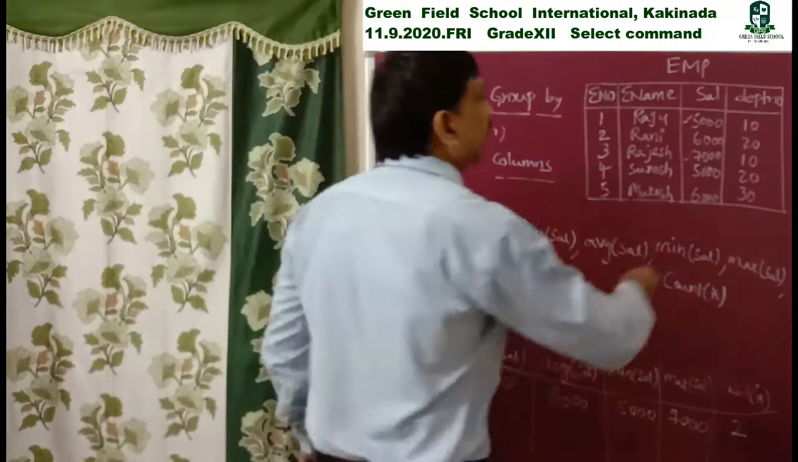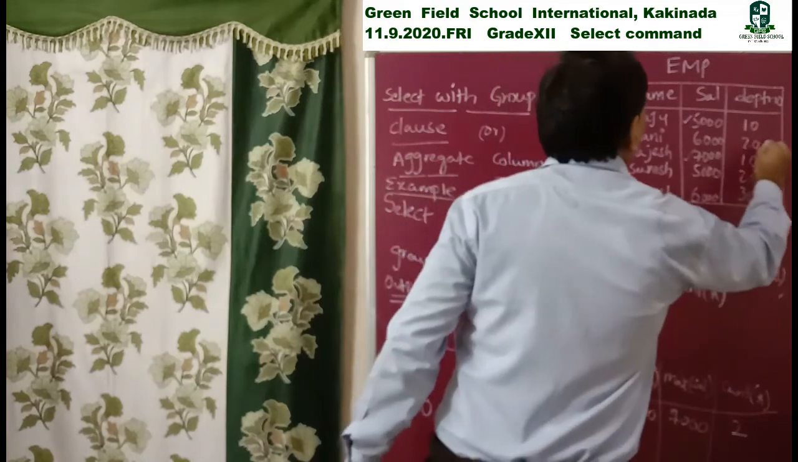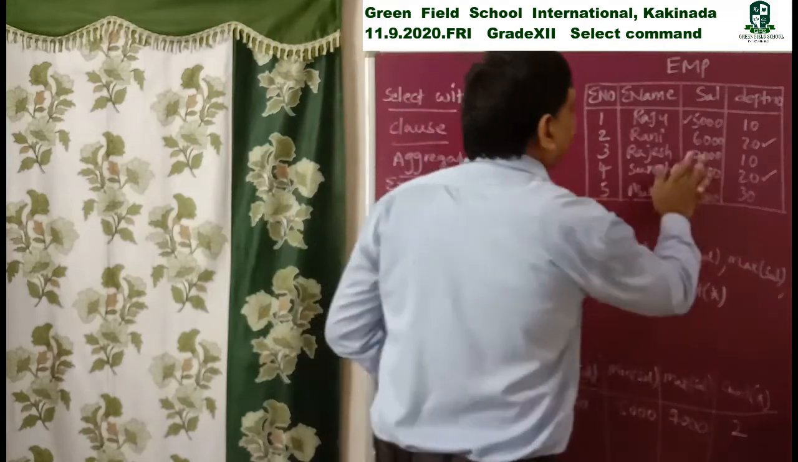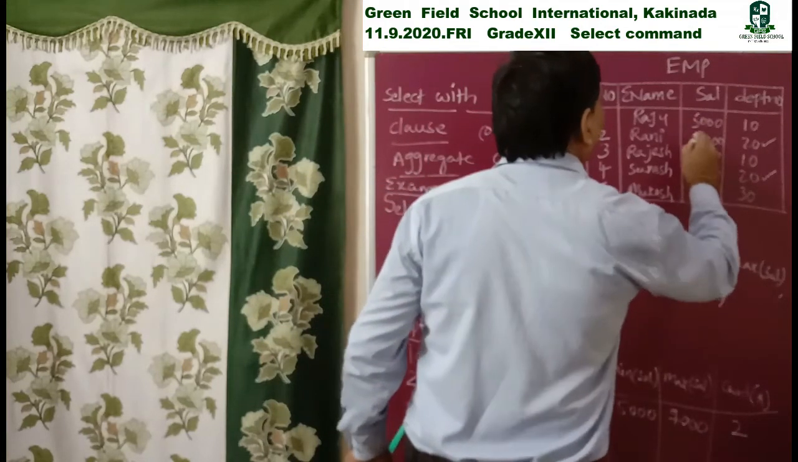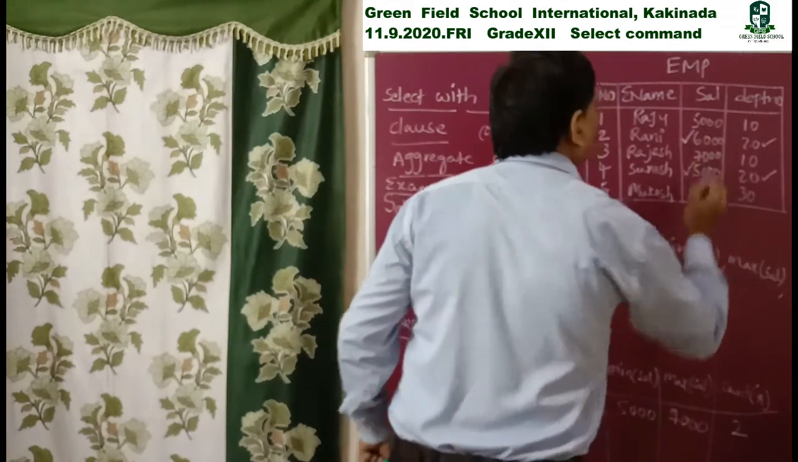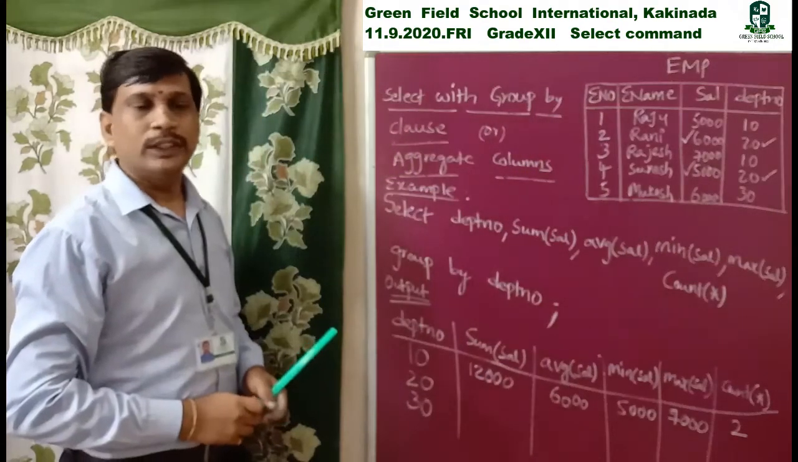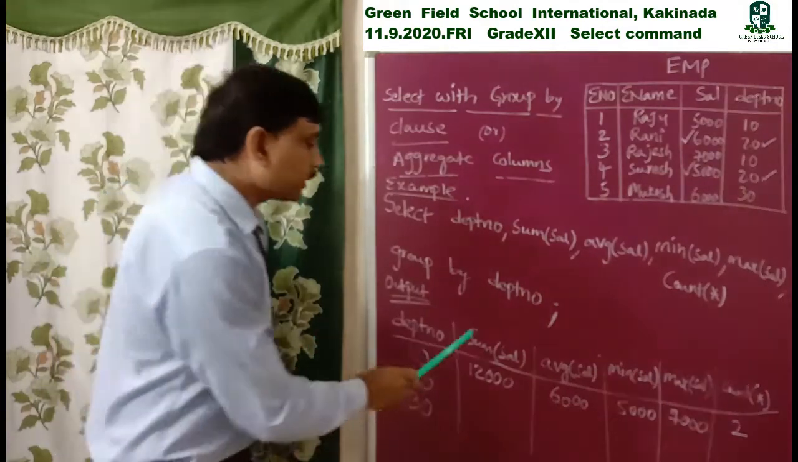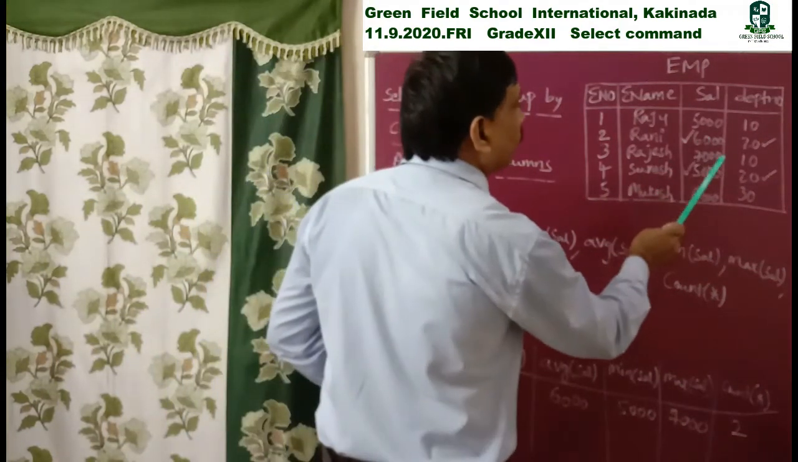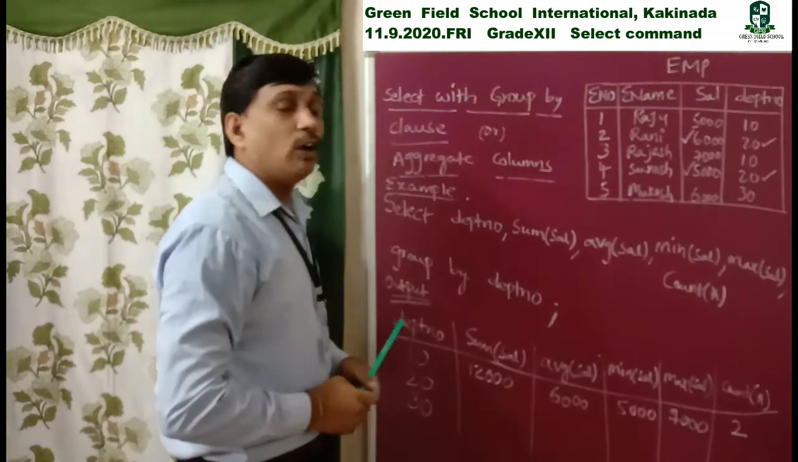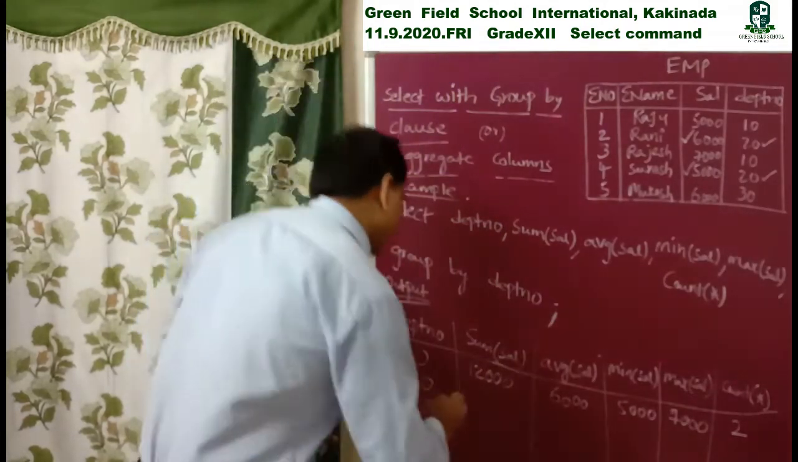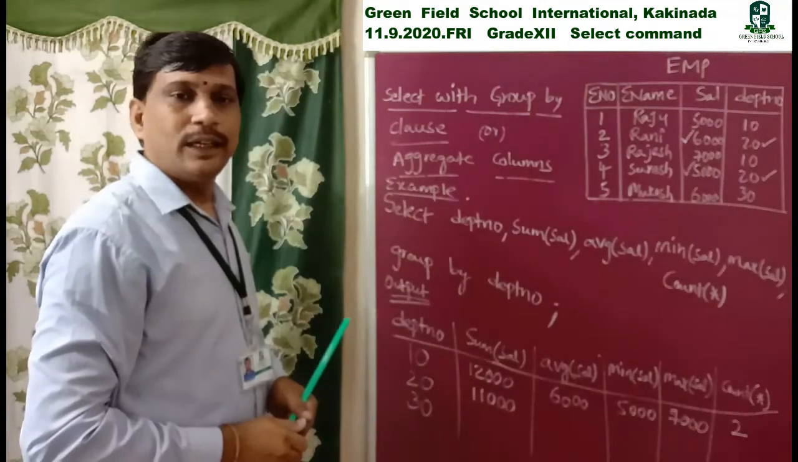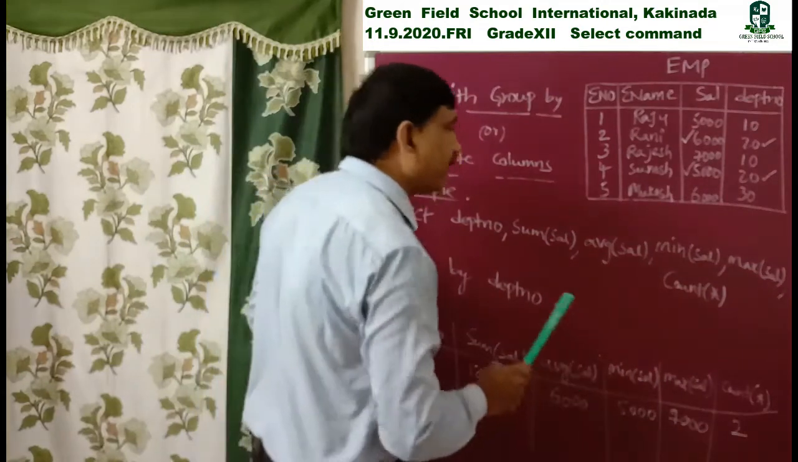See, coming to the 20th department. These two are the 20th department. Observe here, 6,000 and 5,000 are the 20th department values. I calculate for department number 20. So sum of sal means 6,000 plus 5,000. Total how much? 11,000. After 11,000, next calculate average of salary.